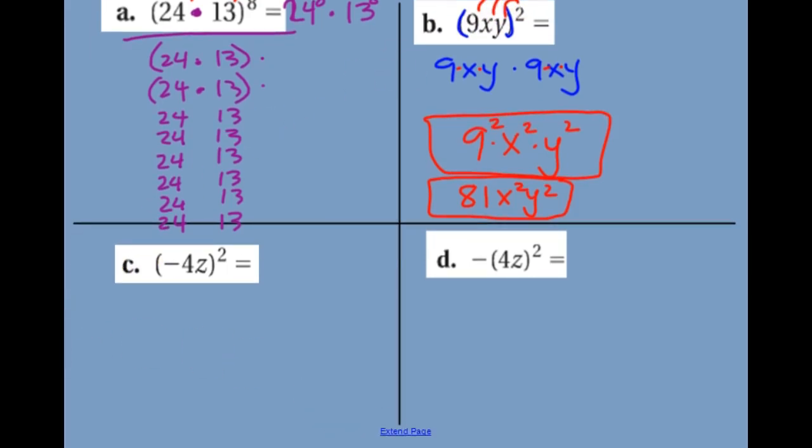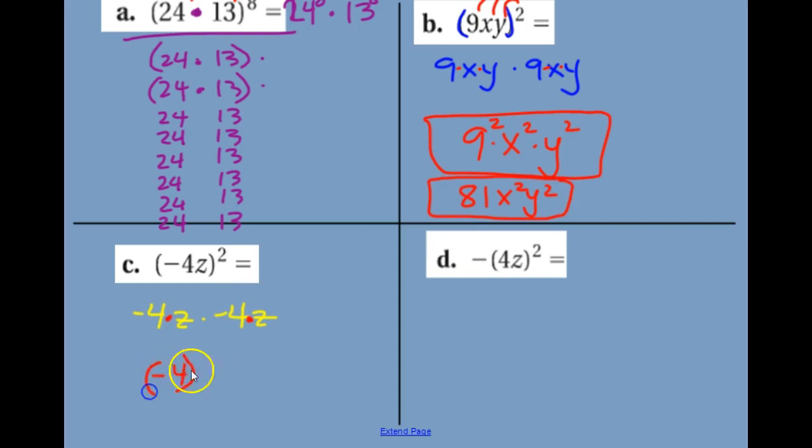Alright, let's take a look at this next one. We have negative 4z 2 times. So negative 4z times negative 4z. We had that 2 times, so I wrote it 2 times because of the square. So this is really multiplied here because they're touching. So these are all multiplied. It doesn't matter what order I multiply in.